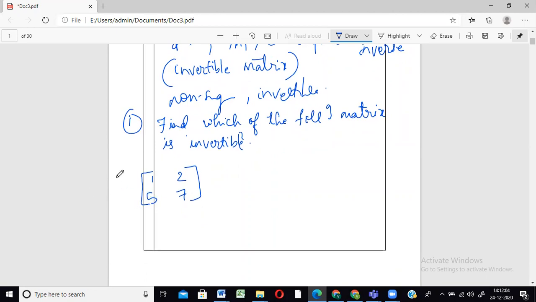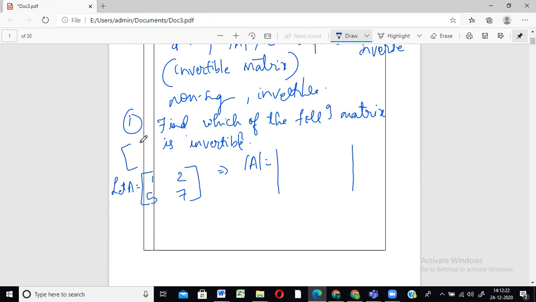Suppose we name this as A, all right? We'll name it as A. Let A be this matrix: 1, 2, 5 and 7. Then we'll find out its determinant. How will we find out its determinant? We'll find out the determinant like this.